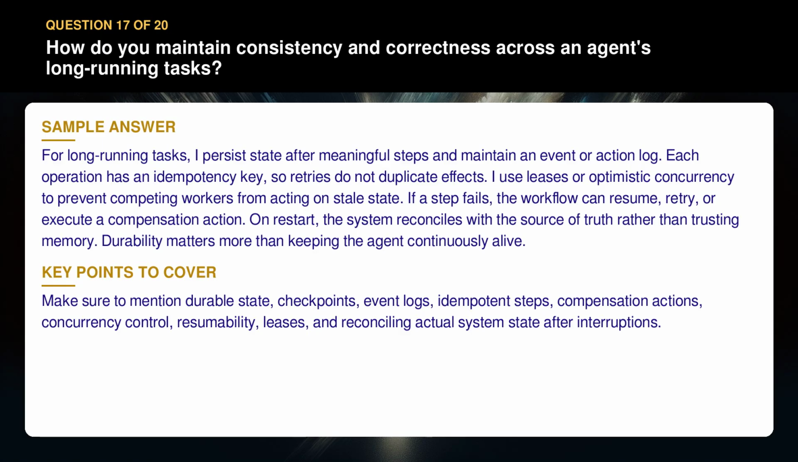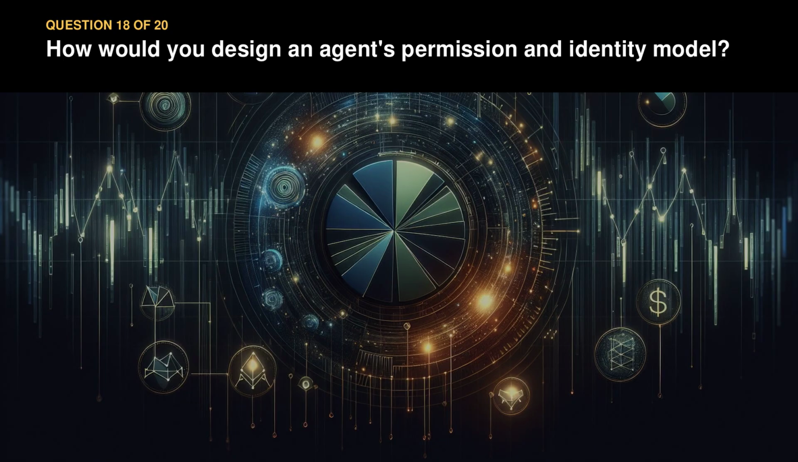Make sure to mention durable state, checkpoints, event logs, idempotent steps, compensation actions, concurrency control, resumability, leases, and reconciling actual system state after interruptions. Question 18. How would you design an agent's permission and identity model?